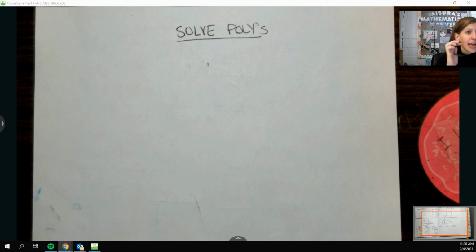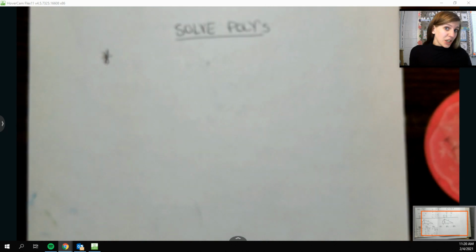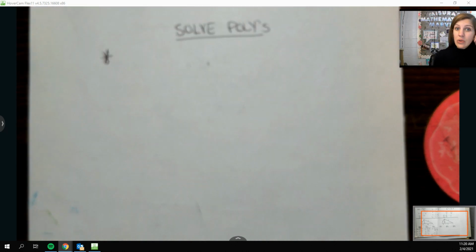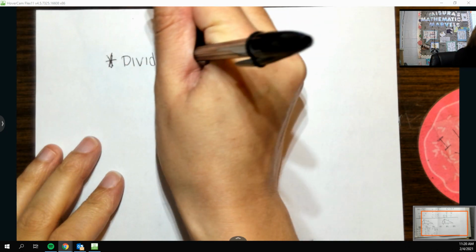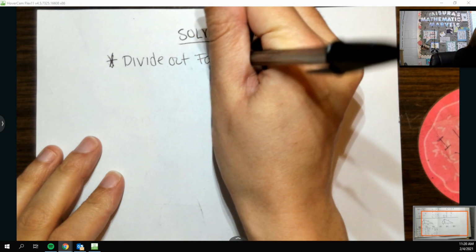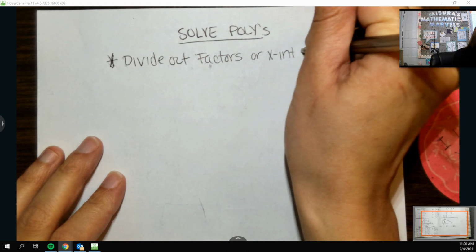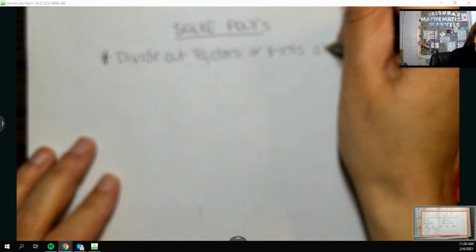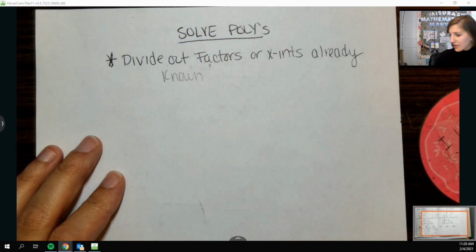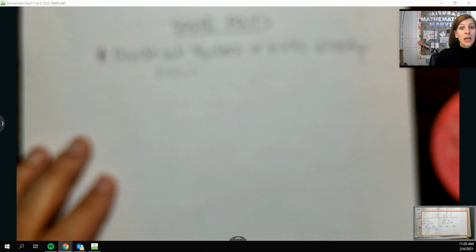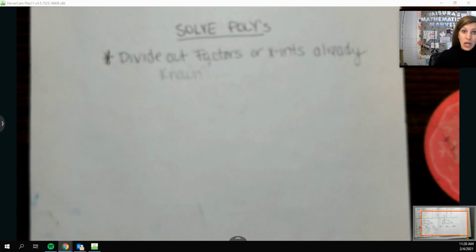So another way to do it is potentially if they give you one factor, or if you know one factor already, you can divide that out. So we can divide out factors or x-intercepts or solutions already known. So this isn't ideal either. Oh, my pen's running out. Because if I don't already know one, then that's not ideal either. But I do want to talk about division.